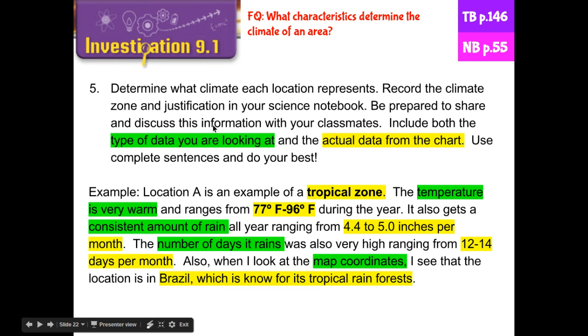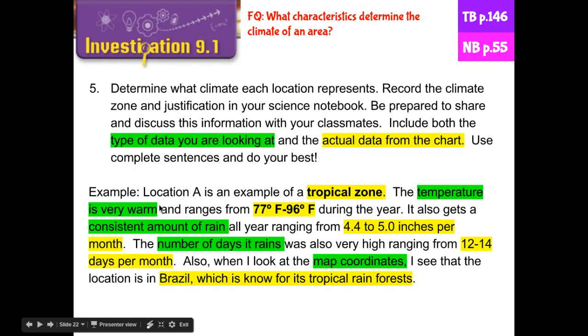You're going to determine what climate is in each region. You're going to record the climate zone and justification, that's reasoning behind your answer. You're going to be prepared to share this information with your classmates. You want to include both the type of data that you're looking at and the actual data from the chart. And you're going to try to use complete sentences.